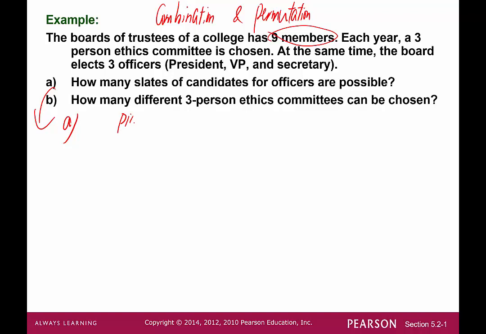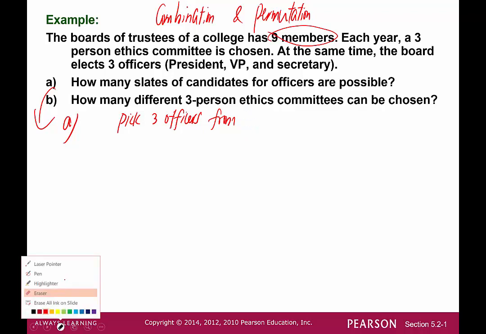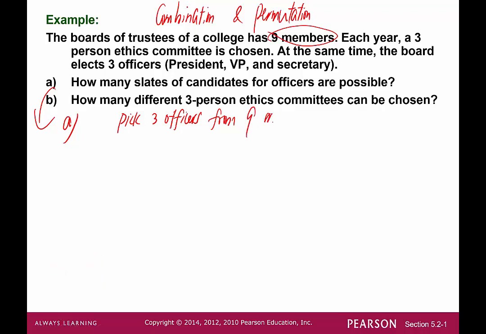So pick 3 officers from 9 members. And here, each one of them gets a different title, so the order matters. So we know this is definitely a permutation.